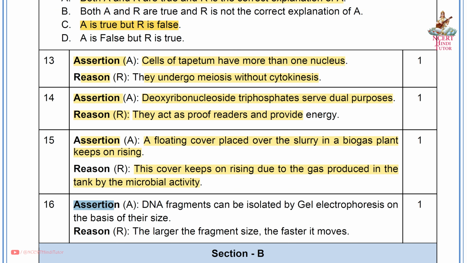Question number 16. Assertion A. DNA fragments can be isolated by gel electrophoresis on the basis of their size. Reason R. The larger the fragment size, the faster it moves. Answer C. A is true but R is false.